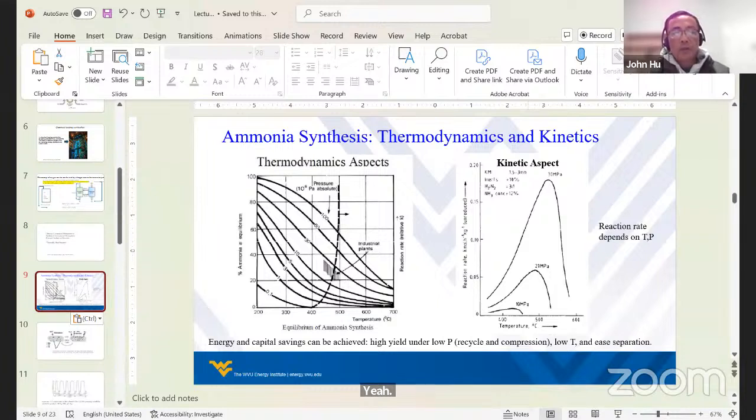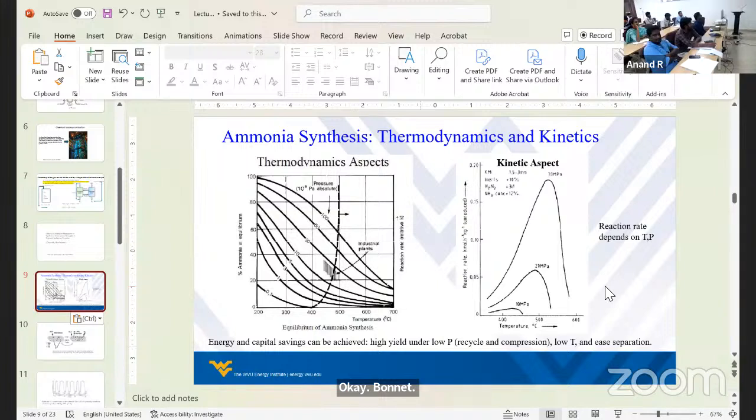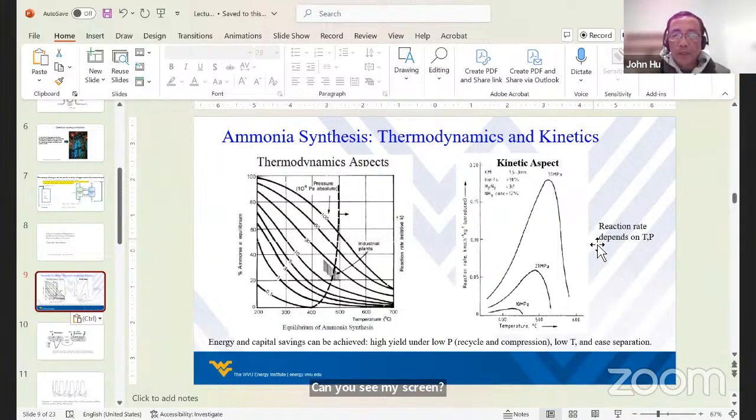Okay, found it. Can you see my screen? Yes, sir. You see, this is the ammonia synthesis, thermodynamics and kinetics. Okay, so look at the left-hand side, thermodynamics. So this is basically the different pressure.